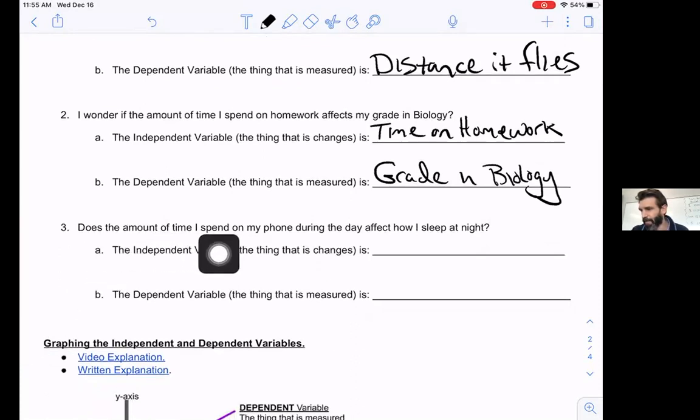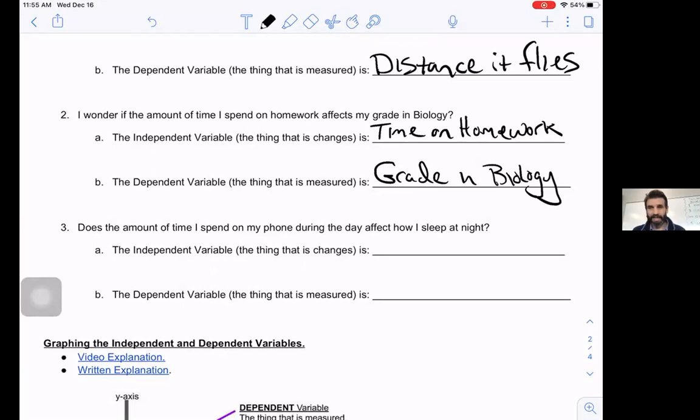Does the amount of time I spend on my phone during the day affect how I sleep at night? And so we try to be quantitative with this. So I'm going to talk this through a little. There's some idea that the more time you spend on your phone, the light in your eyes can affect your circadian rhythms. And there's a ton of study on this because it's brand new to humans to be staring at these things for the amount of time that we stare at them throughout the day.